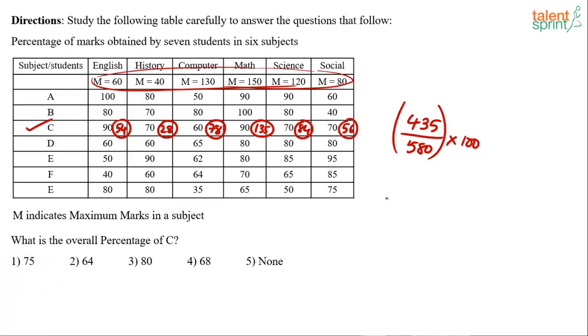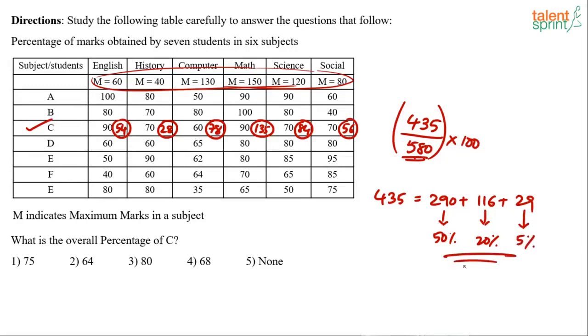Let me write it here so that you can follow. 435 in my view is equal to 290 plus 58 into 2 is 116, right? So 290 plus 116 is 406, and 29. Yes. So I am splitting 435 as 290 plus 116 plus 29. I know 290 is 50% of 580. My base is 580. 100% is 580. So 290 is 50%, 116 is 20%, and 29 is 5%. So 50 plus 20 plus 5, 75%. Option 1 will be the answer.